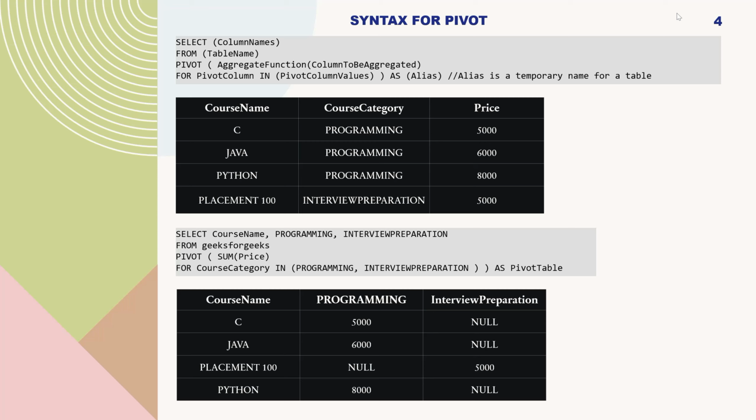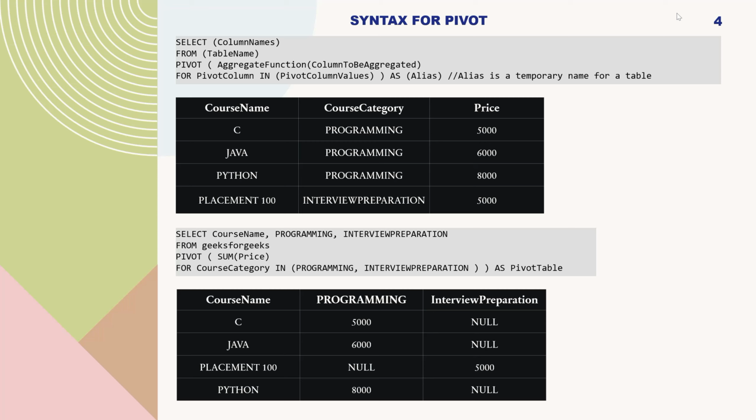Here is a code snippet that I took from GeeksforGeeks. If you see, there is a simple select of columns, the table from which you want to select, and a pivot function. The pivot function will contain two components. One is the aggregation function, whether it's sum, average or something like that. The other is the column that the pivot will be based upon, and we will also need to attach an alias to it.